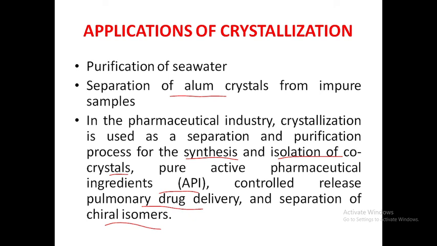Here, pure active pharmaceutical ingredient, that is API. API is nothing but the active ingredient, the ingredient in a pharmaceutical drug or pesticide that is biologically active. Other uses include controlled release, pulmonary drug delivery and separation of sterile isomers.